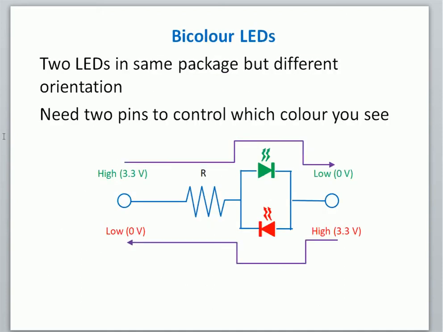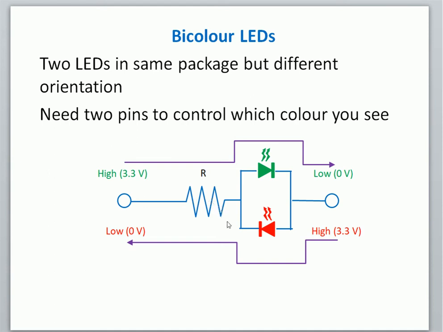Let's talk a little about bicolor LEDs. These are simply 2 LEDs in the same little plastic cover. Usually the cover is transparent, not red or green or yellow, simply because you don't want to change the color of the light you get out. Okay? So the 2 LEDs are in the circuit, but they're in different directions. And to make one light up, one color show as opposed to the other color, you're going to need 2 pins, 2 digital pins on your PIC to control which color you see.